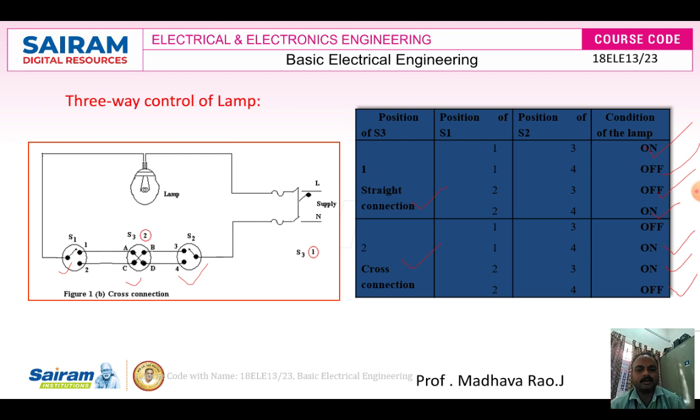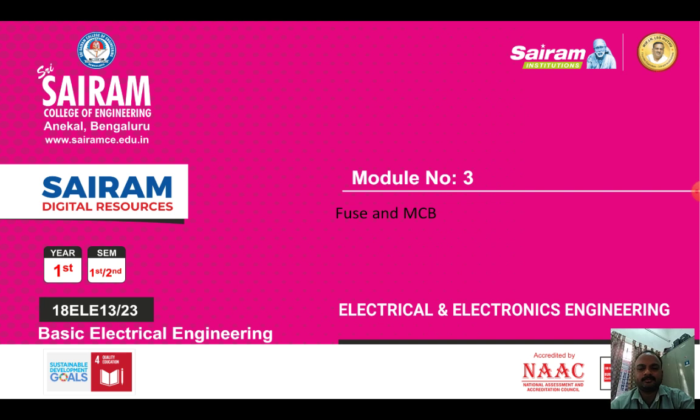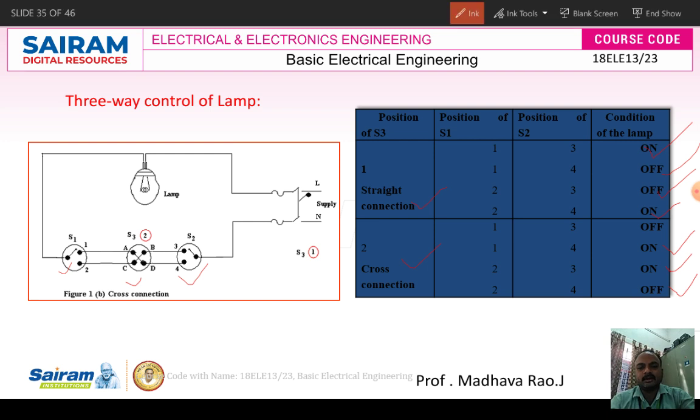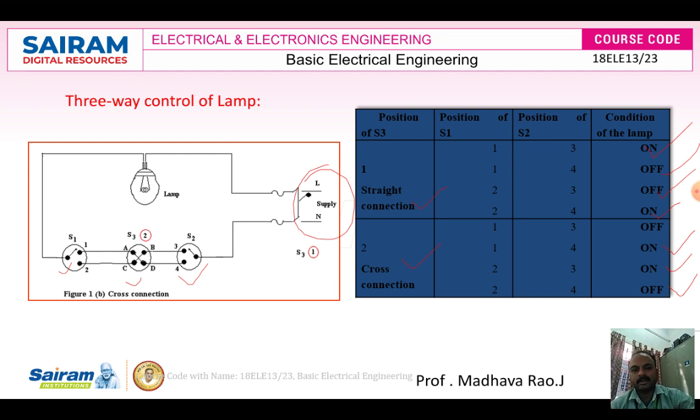And here you have to mention line and neutral. This supply should be given, otherwise the lamp will not be on. You have to mention it properly here, then only you will get marks.